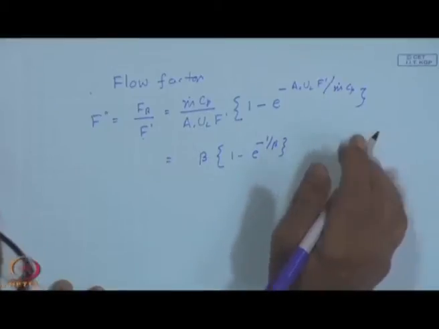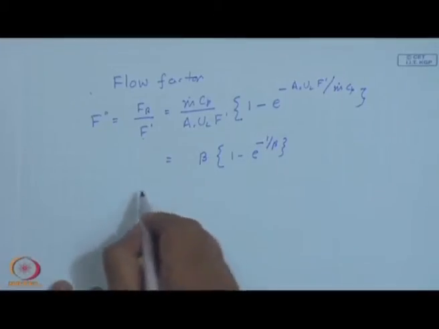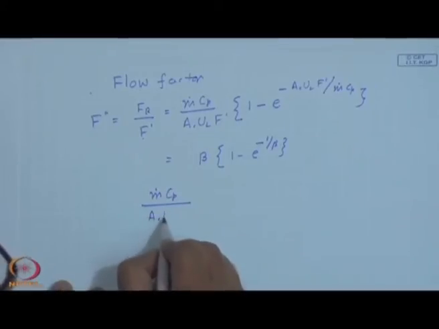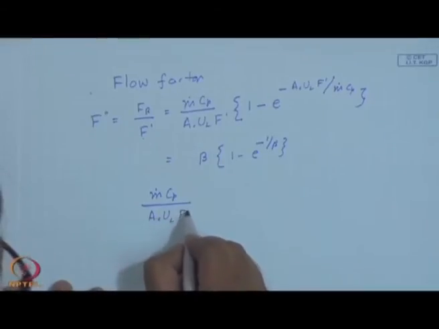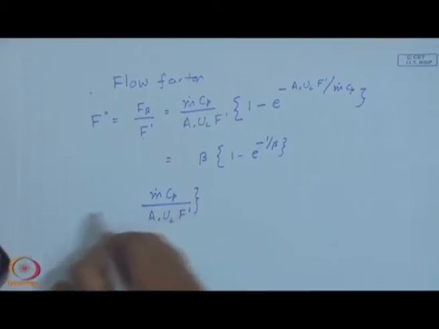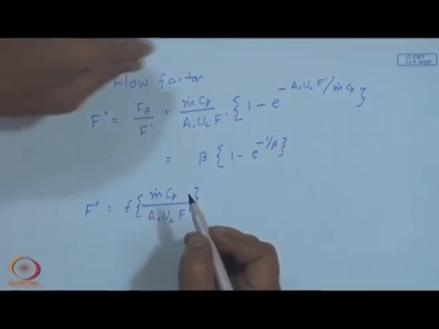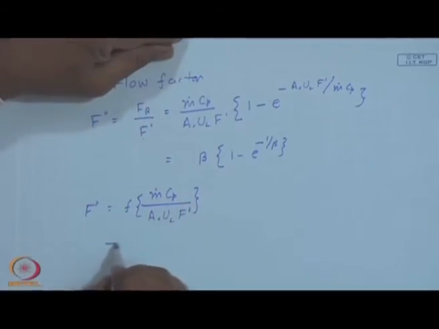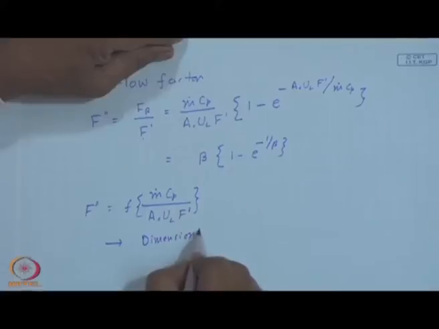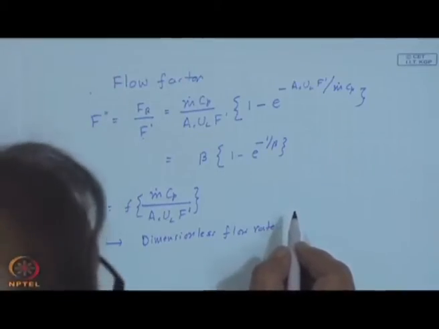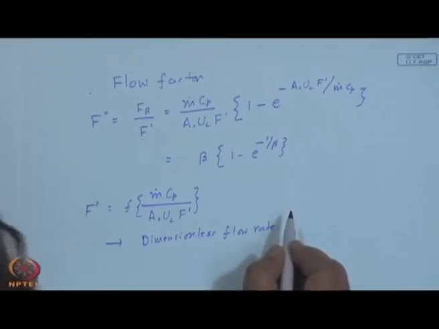So, the flow factor of any collector is simply a function of the mass flow rate, overall loss coefficient, area, and the collector efficiency factor. F double prime is a function of only this quantity. For lack of a better name, we will call it the dimensionless flow rate. So, the flow factor is a sort of non-dimensional flow rate function.